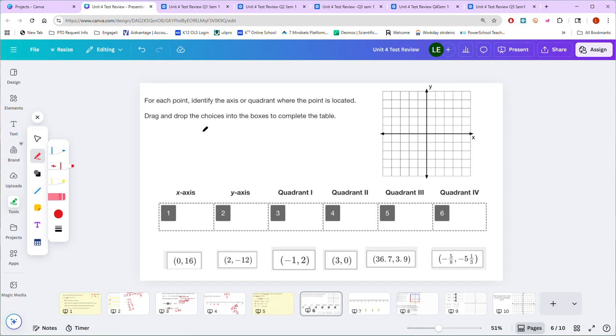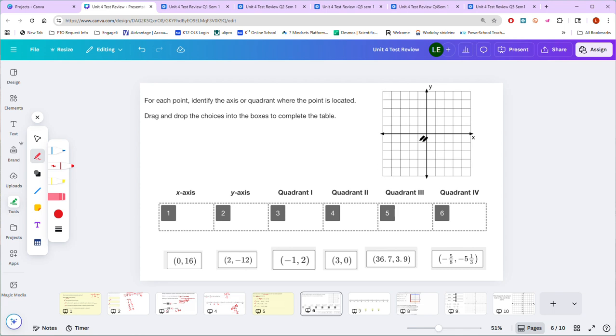For each point, identify the axis or quadrant where the point is located. Drag and drop the choices into the boxes to complete the table. Before we do that, we want to think about the overall coordinate plane.